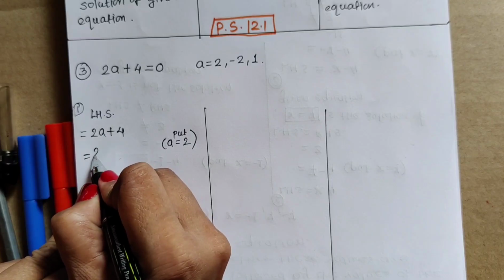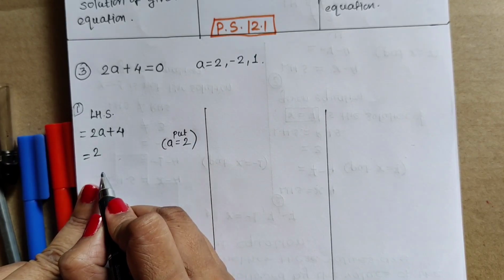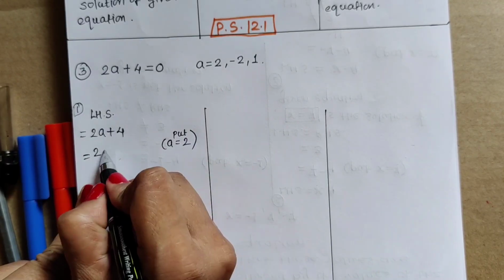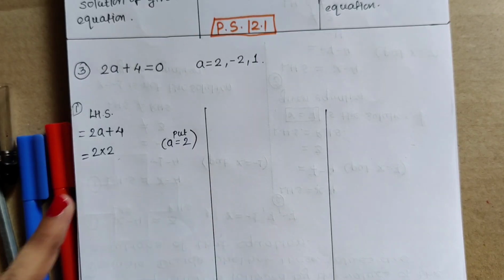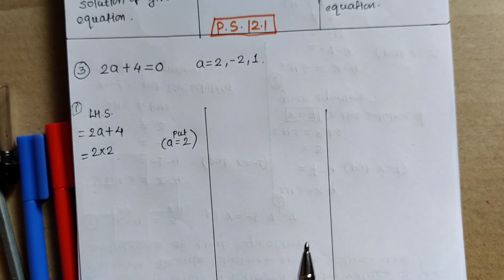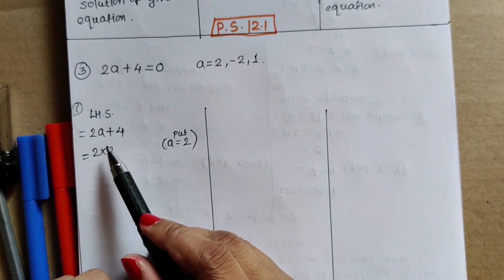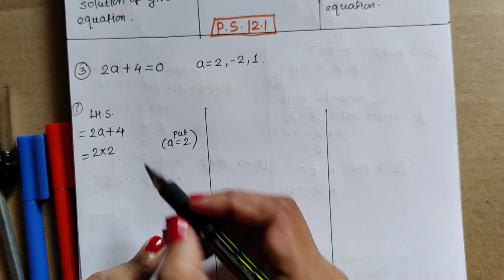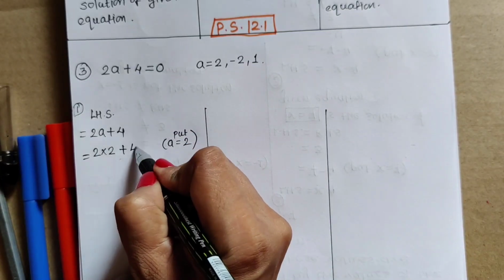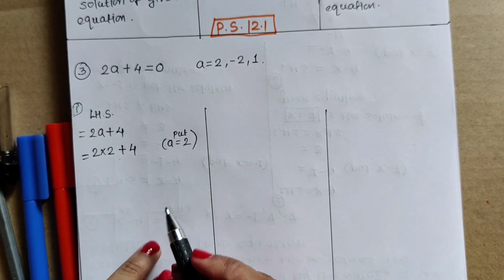This 2 as it is we have to write. In place of a, we have to write 2. So it should be multiplied by 2. You should not write 22. That will be wrong. 2 multiplied by a is there. That means 2 multiplied by 2. And this plus 4 as it is, we have written.